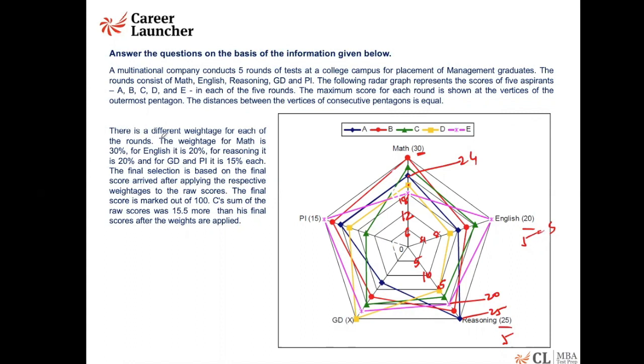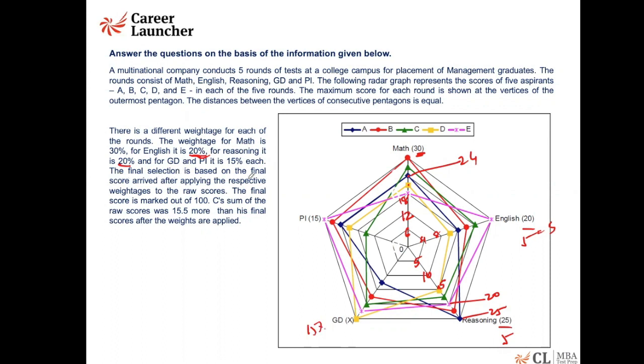Now, what else is given? There is a different weightage for each of the rounds. The weightage for math is 30%. English is 20%. Thankfully, the total score and maths is the same. Reasoning is 20%. Oh, here there is a change. The total marks you are getting is for 25 marks, but the weightage is only 20%. And GD is 20% and PI is 15%. I don't know what the marks X are, but 15% is the weightage for this.